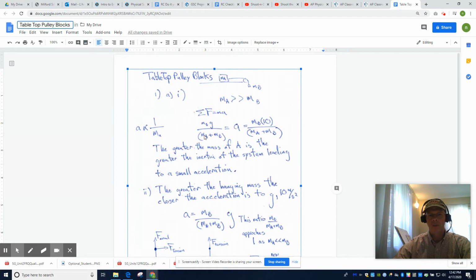So the deal is, if A is really, really big, this fraction approaches zero. So the bigger mass A is, the table mass, the smaller the acceleration. So I guess I should have written, the greater the mass of A is, the greater the inertia of the system, leading to a small acceleration. Is that good enough? I don't know. In the next video, I'll grade my work. We'll take a look at the scoring guidelines.